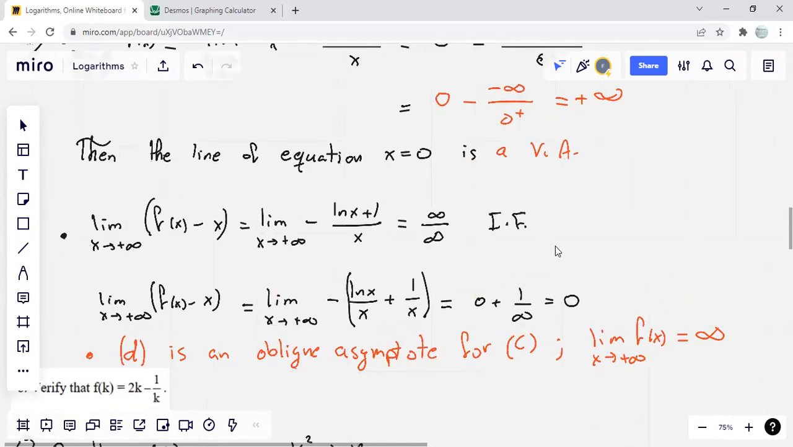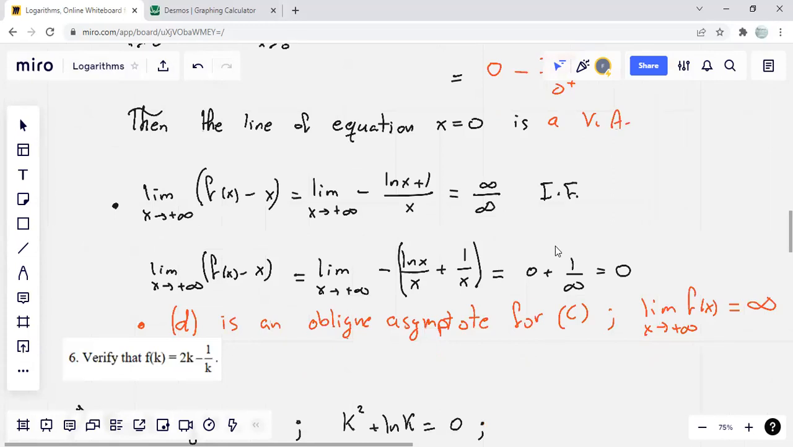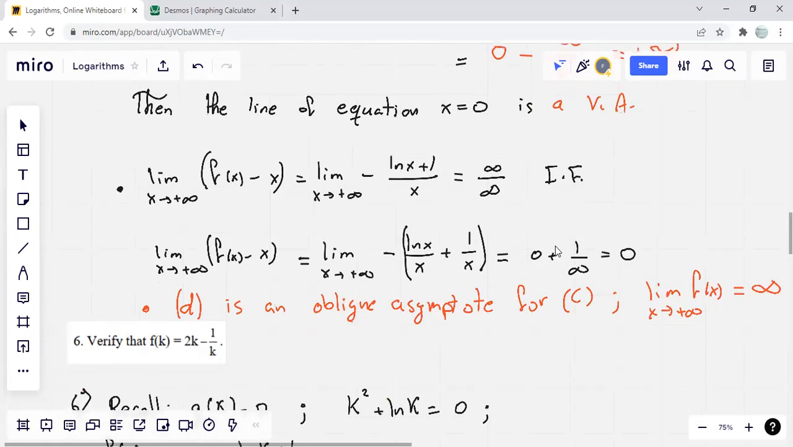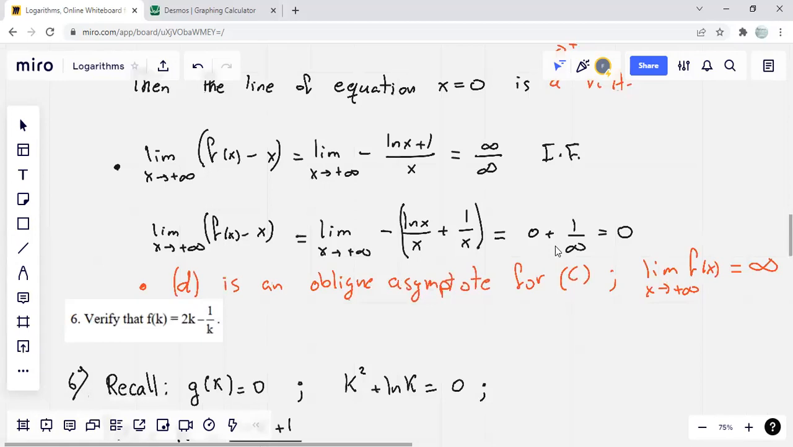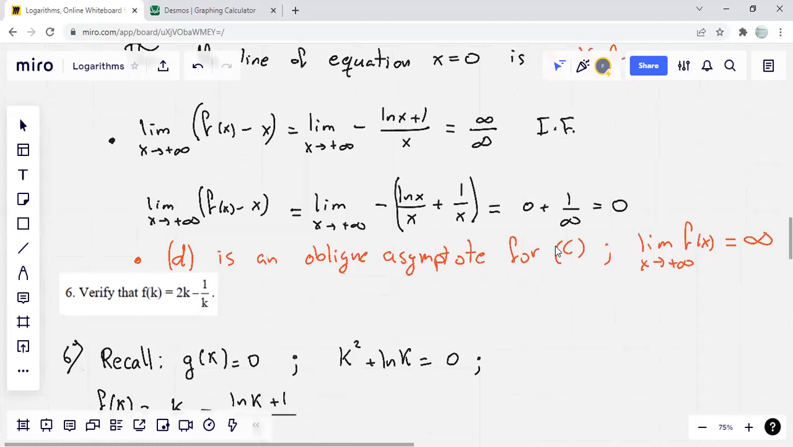Okay, now for part 6 they asked us to verify that f of k is equal to 2k minus 1 over k. What is k? k is the root of g, meaning recall that g of k is equal to 0. And g of x was x squared plus ln x, so g of k is k squared plus ln k, and we know this is equal to 0.